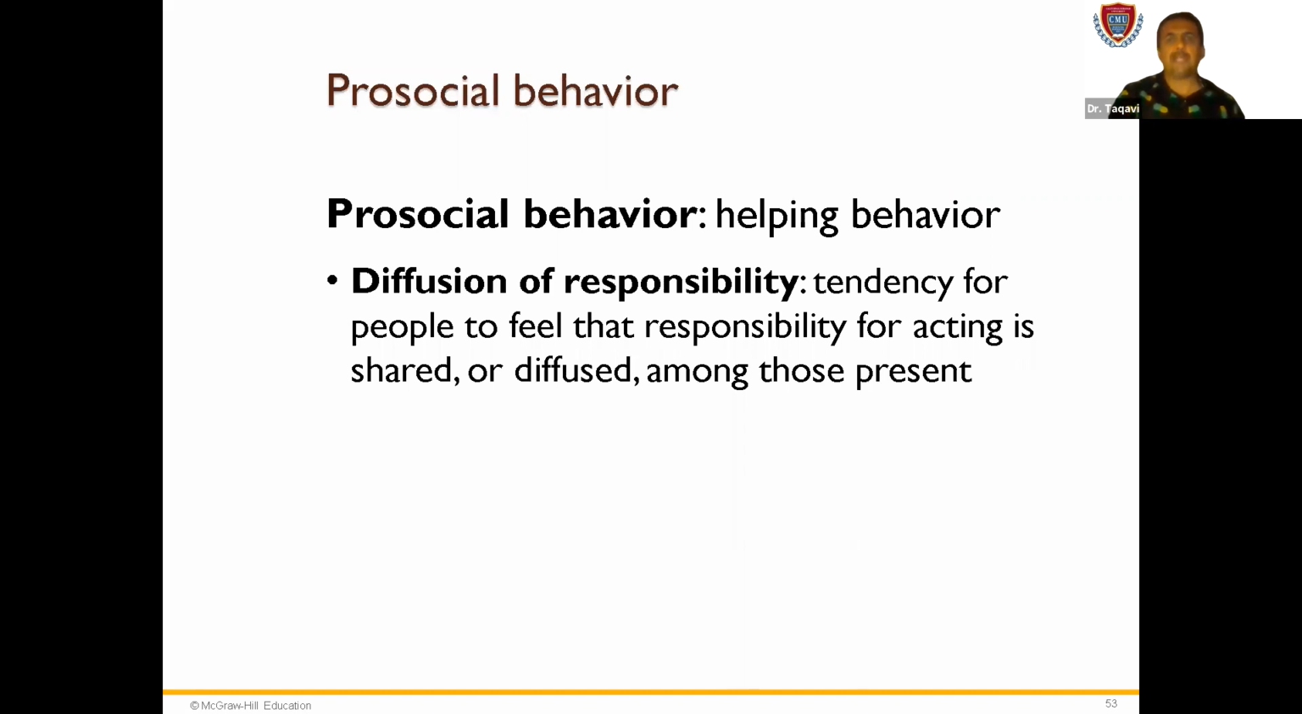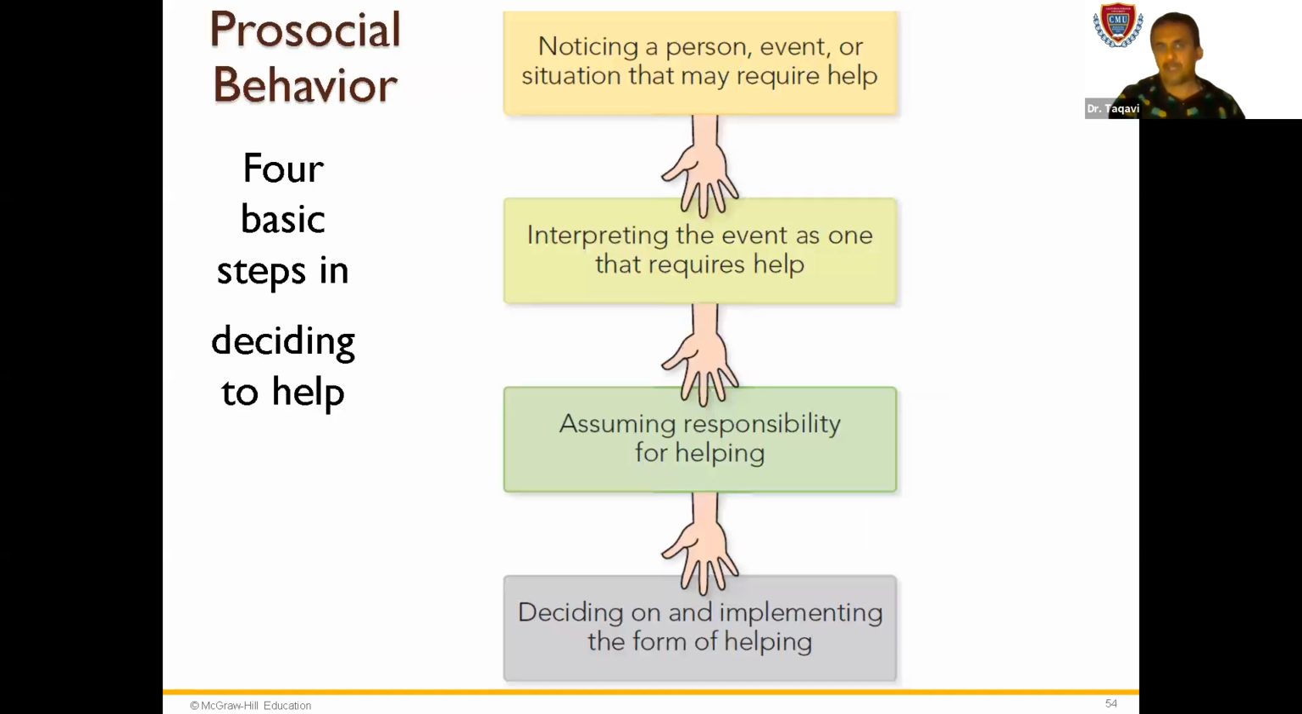Pro-social behavior is helping behavior. We are talking about the bright side of human nature. And diffusion of responsibility says that there is a tendency for people to feel that responsibility for acting is shared or diffused among those present. Everybody is responsible for doing something when he or she is present at a situation. It is called diffusion of responsibility between many people, between everybody who is present in a situation.